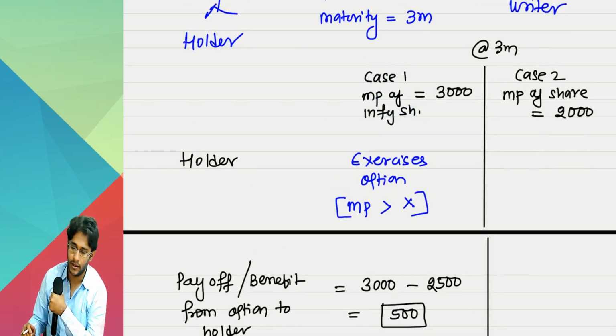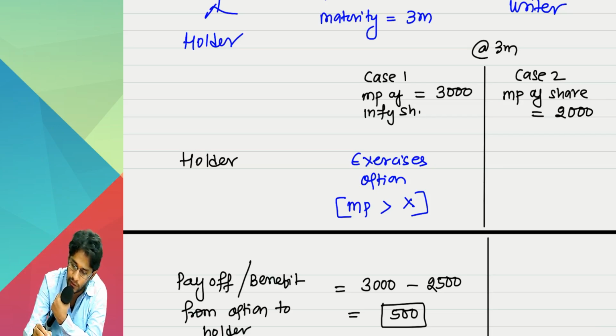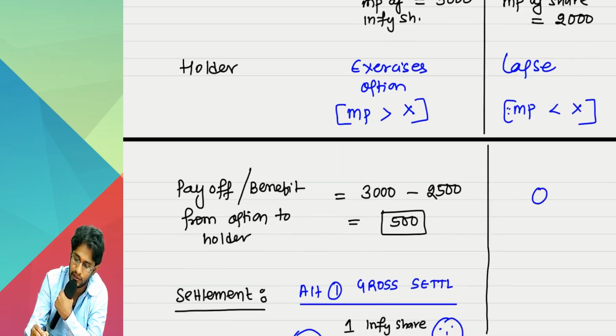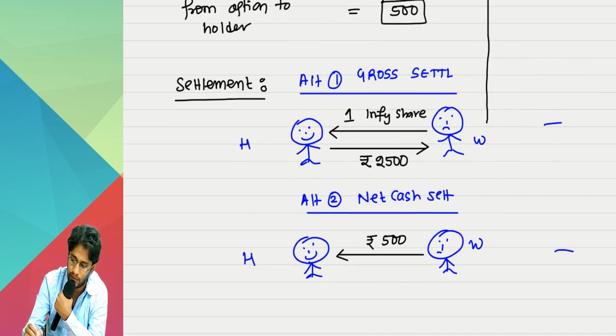Anyway, come to the second part. When I have a right to buy at 2,500 and the market price is only 2,000, I would rather buy the share in the open market instead of buying it under the call option. Therefore, the holder will not exercise; he will let the call option lapse. The reason: the benefit is 0. So here the holder is very sad, but the writer is extremely happy.